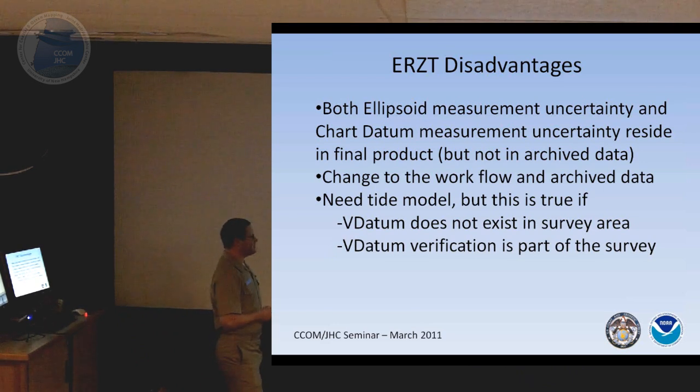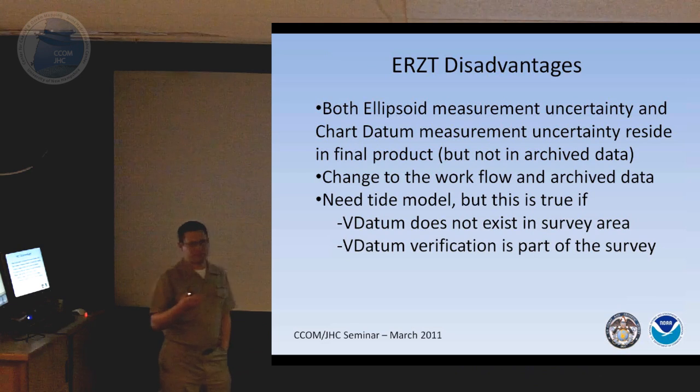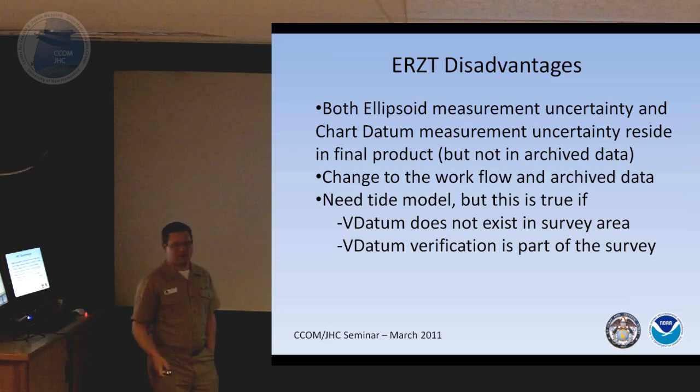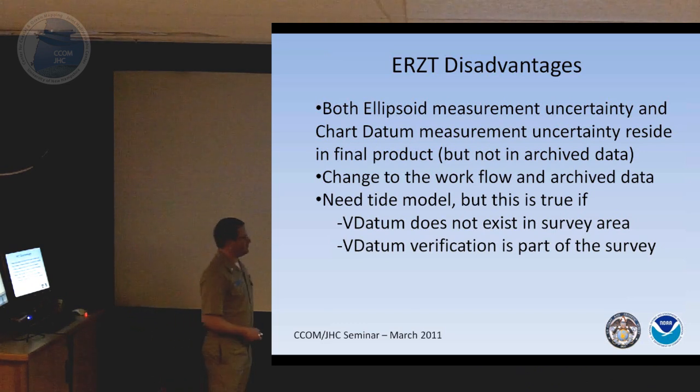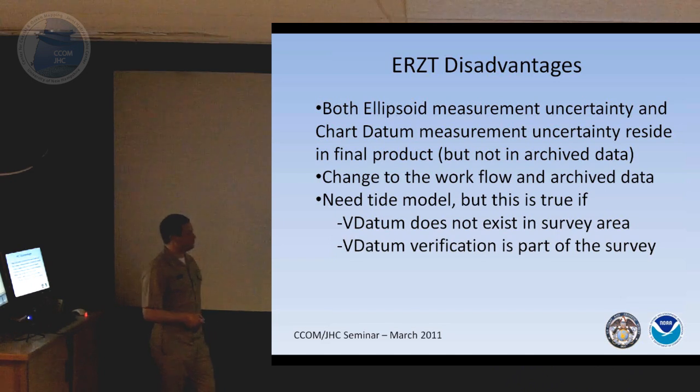And a lot of people think that because you need a tide model to do this method is a negative. A lot of people just want to be able to have V-datum and do a survey to the ellipsoid and not have to worry about tides at all. But the fact is anywhere that you go that you don't have V-datum, you're going to need a tide model anyway. So it's just kind of a fact of working where there isn't V-datum. So if you want to survey to a chart datum, you got to have tides.